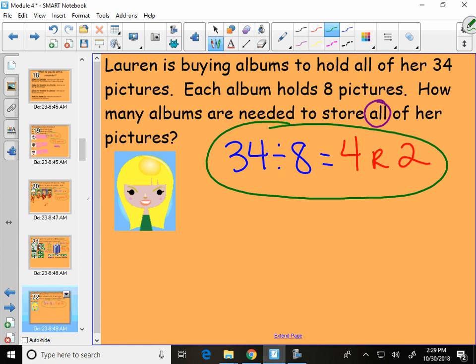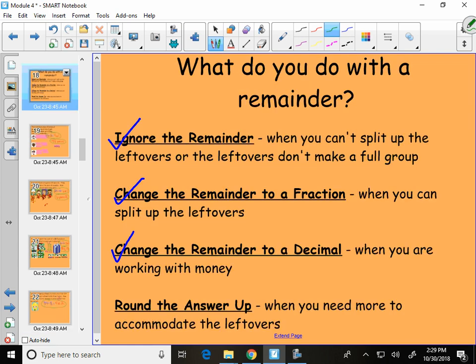What if Lauren went into a store and asked somebody working there that she needed albums for her pictures? "I need 4 remainder 2 picture albums, please." The person would think she was crazy. So let's think of what we would do in real life. And the only one we haven't done yet is round the answer up. And that word "all" told us that we need to round the answer up.